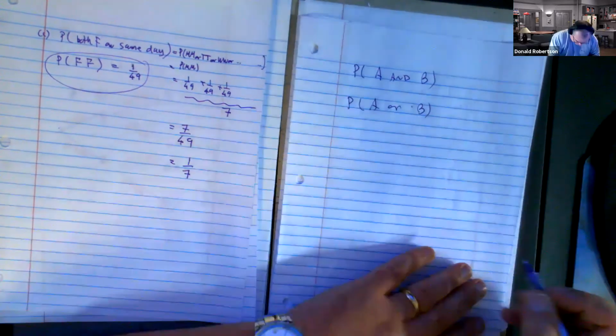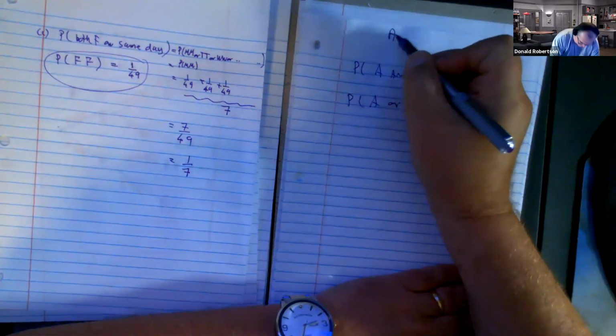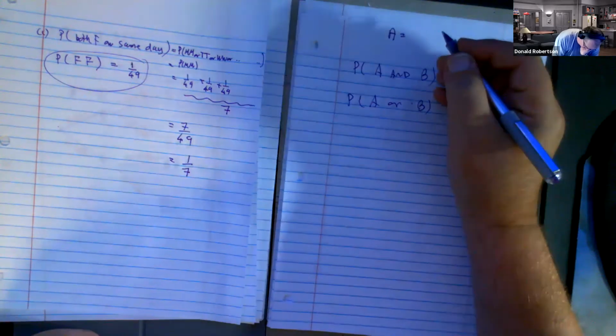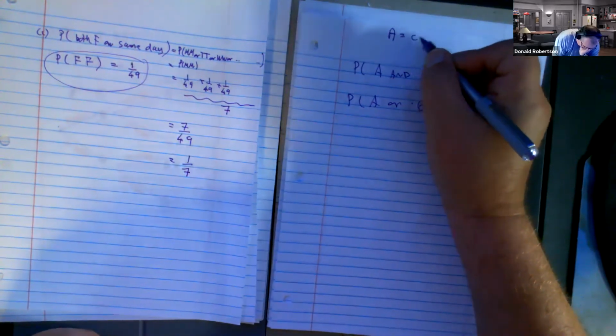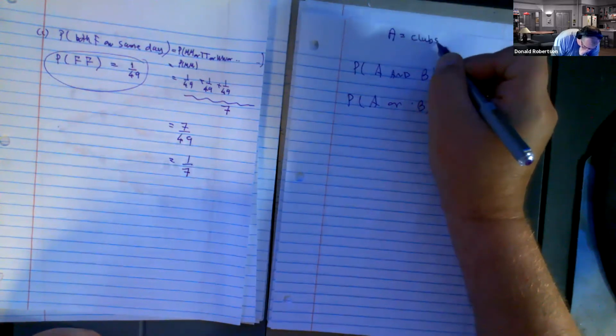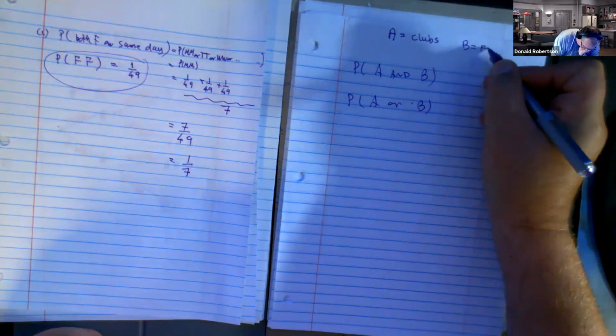And I'm going to pick cards because they're nice and flexible. So, let's have A. What are we going to have here? A can be clubs, and B can be face cards.